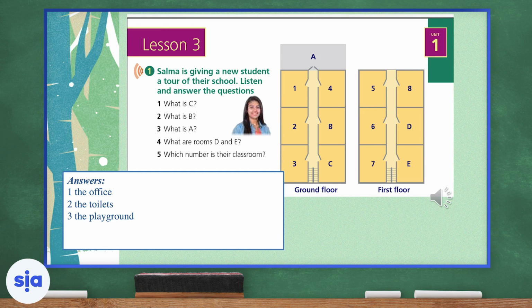Question 4. What are rooms D and E? They are on the right-hand side of the diagram, and D is the laboratory and E is the library. Question 5. Which number is their classroom? It is number 6. Guys, I advise you, if you need to listen to the audio more than once, it is totally okay. You can always listen and rewind in order to find the answers. Let's get started with the next slide.